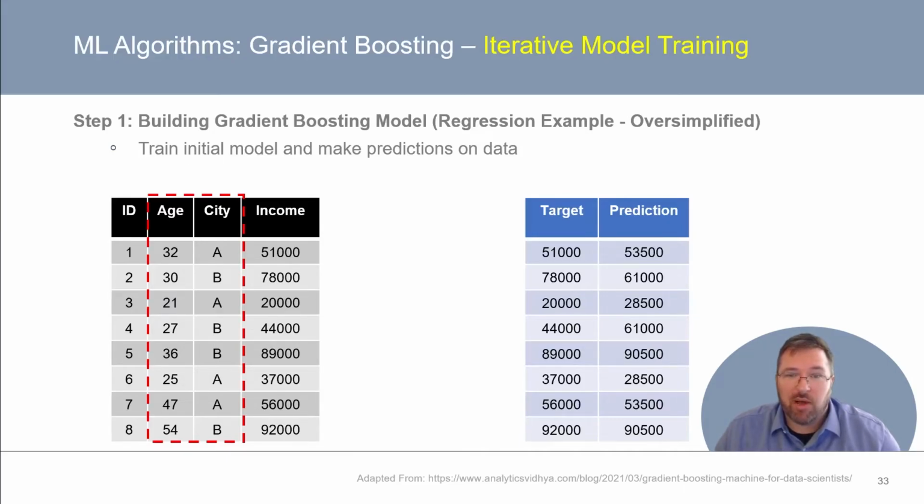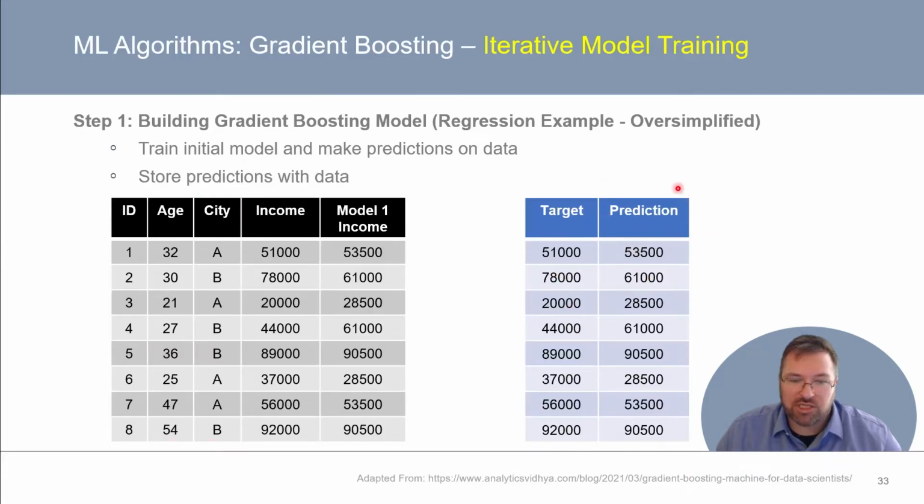So here we train a model using our two available features highlighted in red, and the respective predictions for each instance using this weak model are as follows. We can see that it's doing a relatively good job, but we're far from perfect. Next, we store our predictions with the data. We've copied our model predictions in blue on the right to this column labeled Model 1 Income.